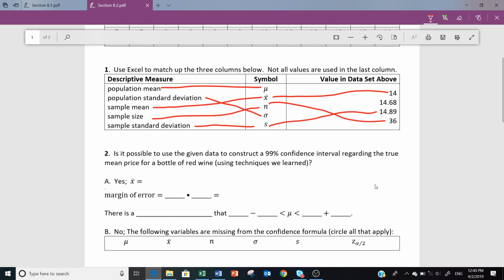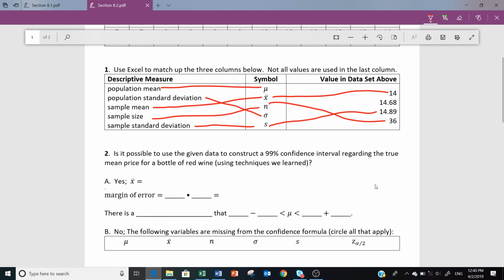Okay, I think we should start answering this. Let's do a yay or nay. How many think yay, we can do the confidence interval using techniques we learned? How many think nay, or techniques we have not learned? How would we find... Okay, I'll just give the answer. It's nay. Why is it nay?